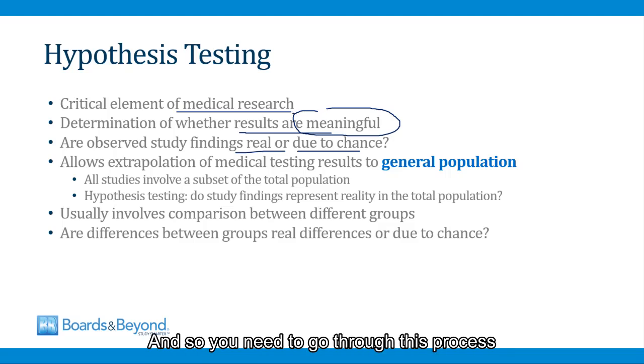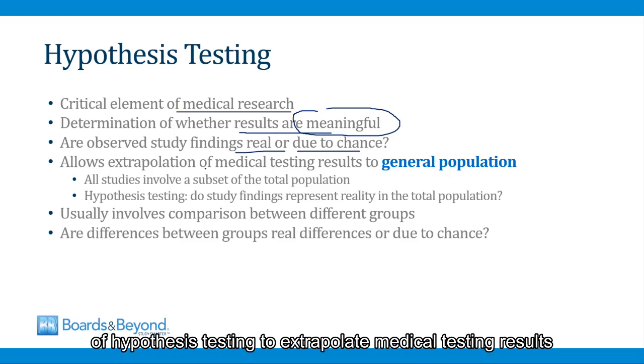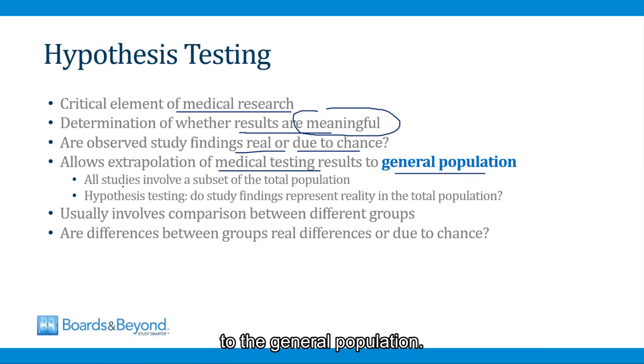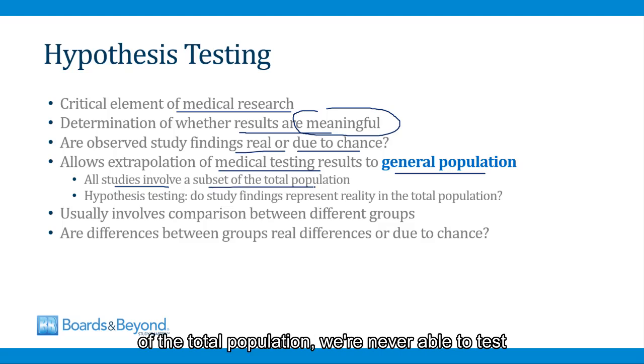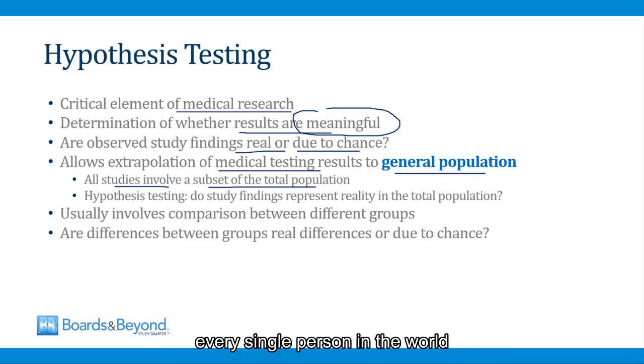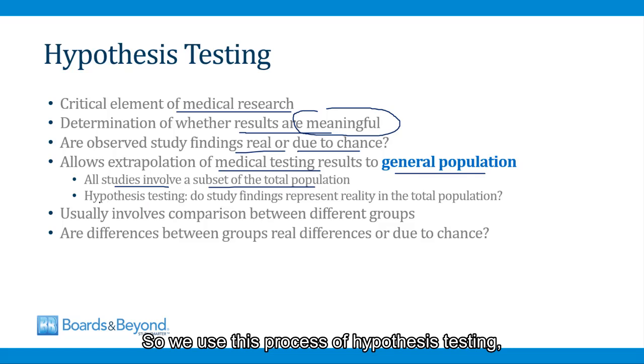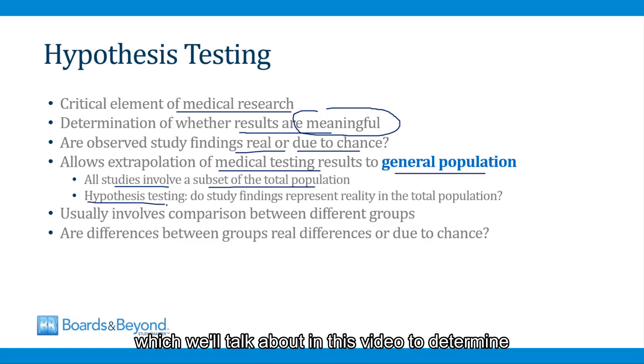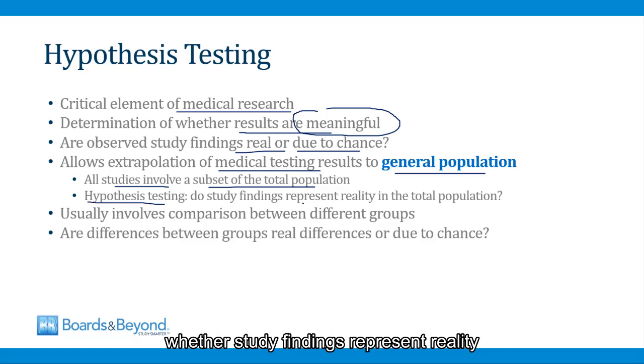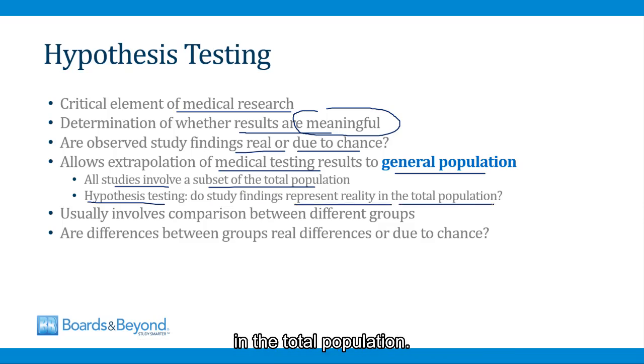And so you need to go through this process of hypothesis testing to extrapolate medical testing results to the general population. All medical studies involve a subset of the total population. We're never able to test every single person in the world who might have a certain condition. So we use this process of hypothesis testing, which we'll talk about in this video, to determine whether study findings represent reality in the total population.